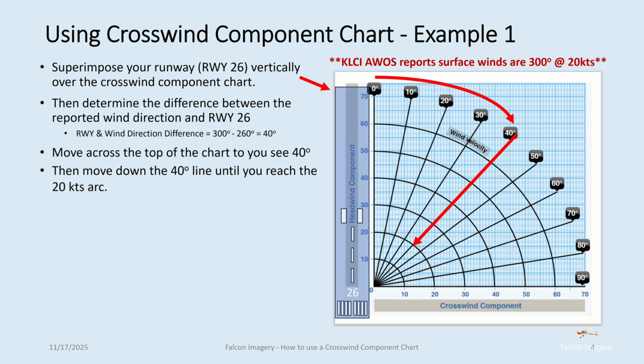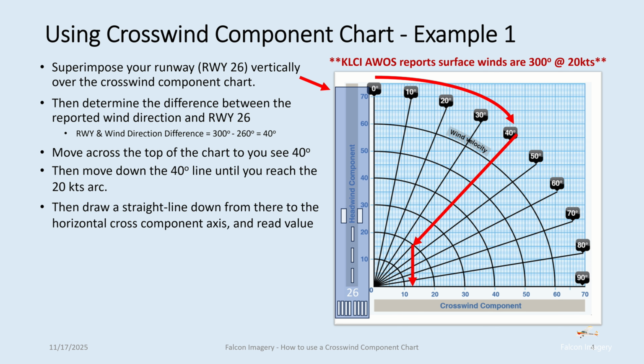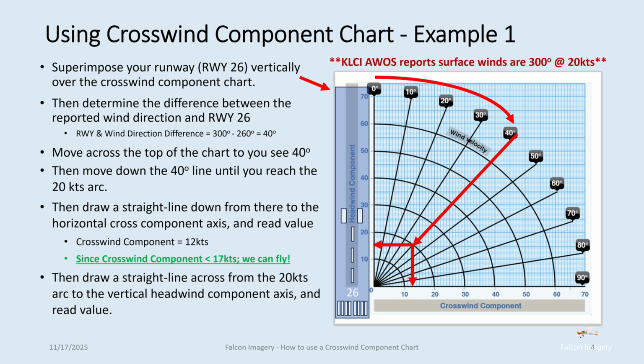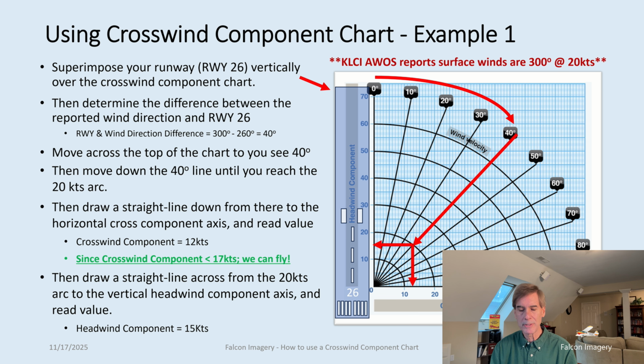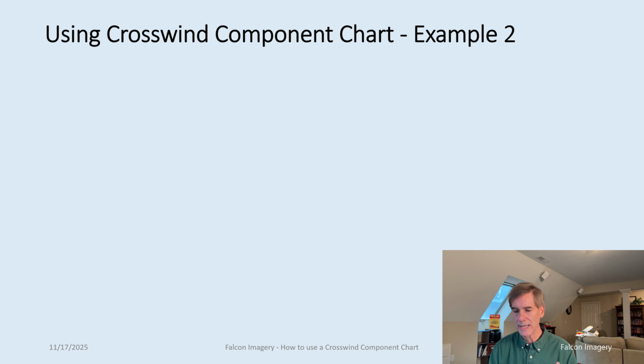That's the surface winds that we're hearing. Then we'll draw a straight line down from there to the horizontal cross component axis and read that value. The crosswind component reads 12 knots. And so since it's less than 17 knots demonstrated, we can fly. We'll then draw a straight line across from the 20-knot arc to the vertical headwind component axis and read that value. And we'll see that it reads 15 knots. So we're going to have a headwind component of 15 knots and a crosswind component of 12 knots in this example. And we were within the specs of the POH for the max crosswind component, so we're able to fly.